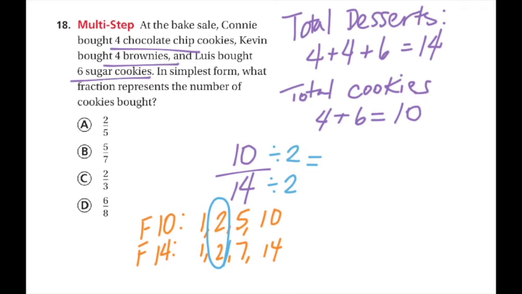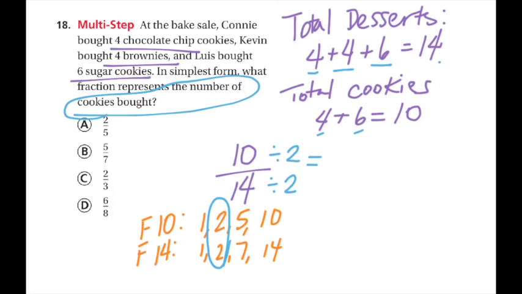Alrighty, I hope you had a chance to solve that. So I first found my total number of desserts by adding 4 plus 4 plus 6, and that gave me 14. Now from that 14, that was going to be the denominator of my fraction, because they were asking me what fraction represents the total number of cookies purchased or bought. So to find the total number of cookies, I had to go back in the problem, and there were 4 chocolate chip cookies and 6 sugar cookies. So I added those together and I got 10. So my fraction was 10/14.